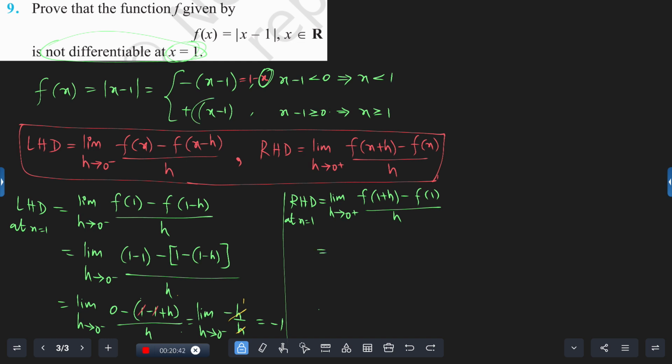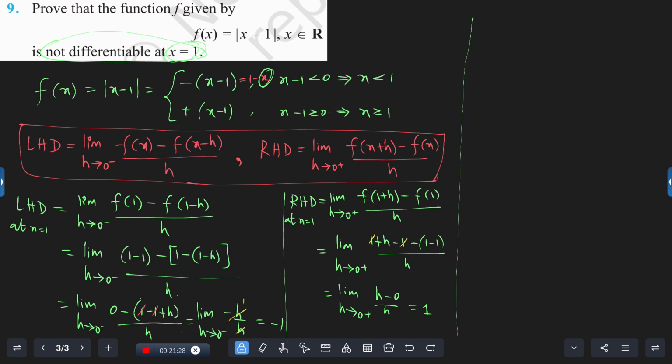Now take this 1 plus h, substitute instead of x. This is h, I mean 0 and above, so x minus 1 you have to take. So limit h tends to 0 plus, x value 1 plus h, minus 1, minus, instead of x we give 1, divided by h. Plus 1 minus 1 cancel. Then limit h tends to 0 plus, here we have h, 1 minus 1 is 0, divided by h. So h by h cancelled, now you will be getting plus 1. So here minus 1, there plus 1.